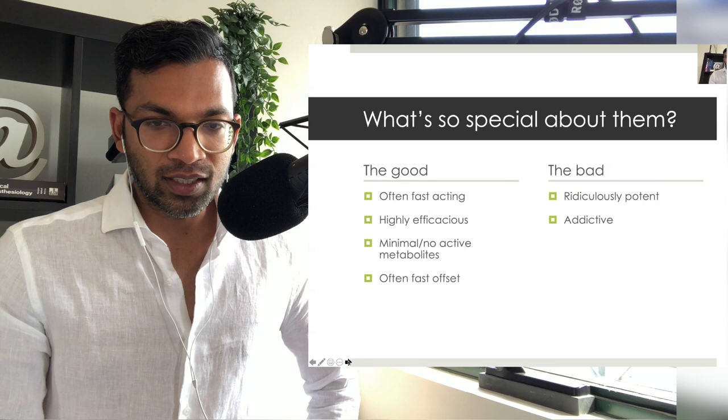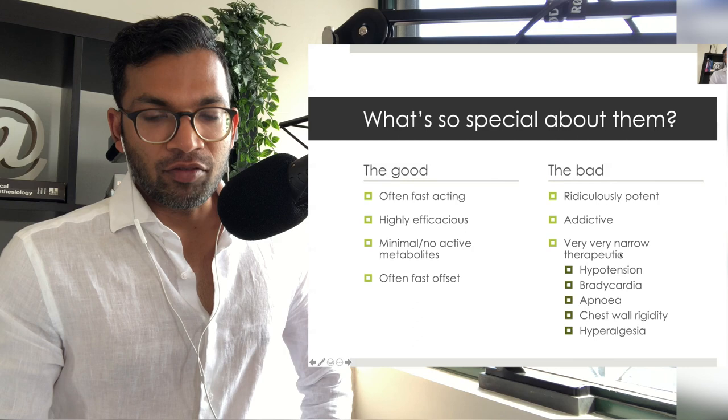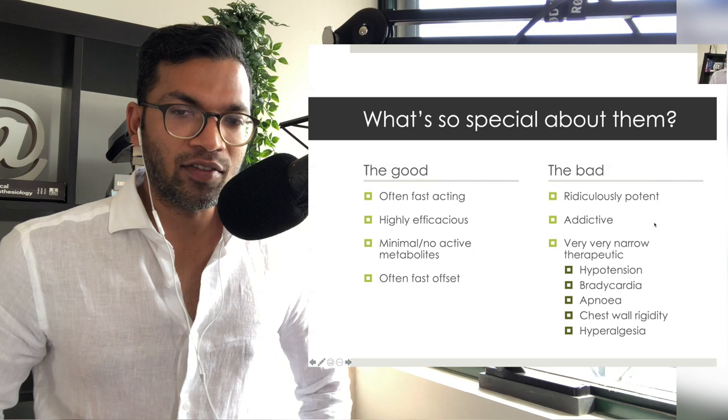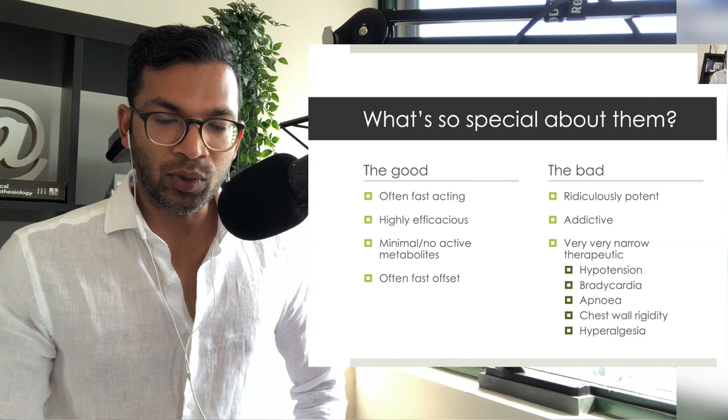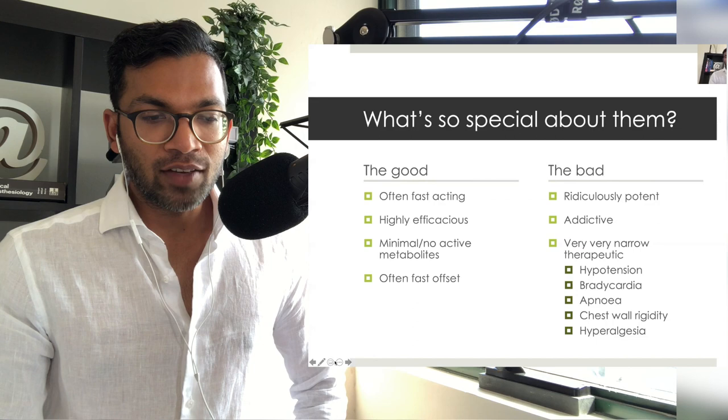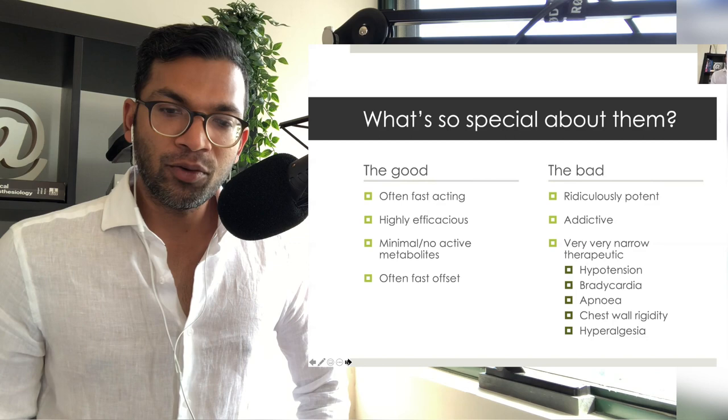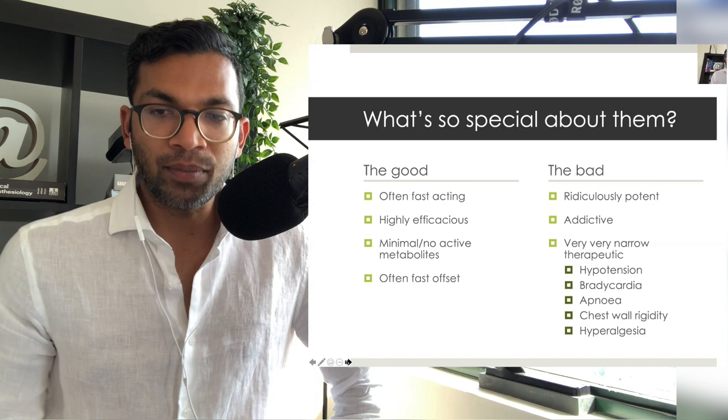These drugs have a very, very narrow therapeutic range. You get hypotension, bradycardia like you've never seen, apnea, and chest wall rigidity, which is one of the weird things that happens when really fast-acting, efficacious opioids get into the system. And if you give them for long enough, they cause hyperalgesia. They're not in any pain while you're giving the drug, but as soon as you withdraw it, suddenly they can be in excruciating pain, requiring more and more opioids in the future.